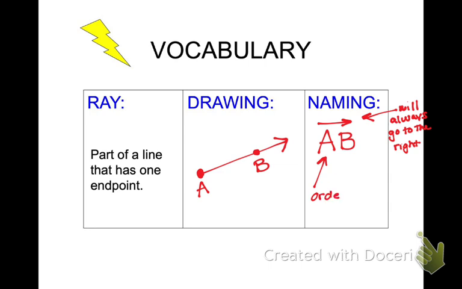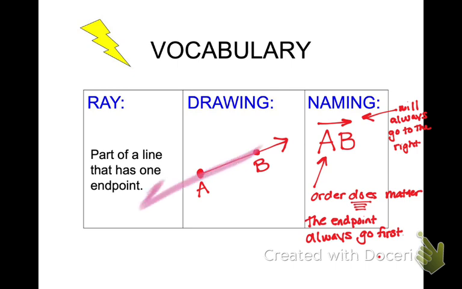Other important things here. Order does matter. The endpoint always goes first. Because what this is telling me is, if I'm doing ray AB, that means I'm starting at A, going through B. If I said ray BA, then I would be starting at B, going through A, which would be a totally different ray. It would look like this. I would be starting at B and going that direction, which is a totally different ray. Okay, so order does matter on a ray.